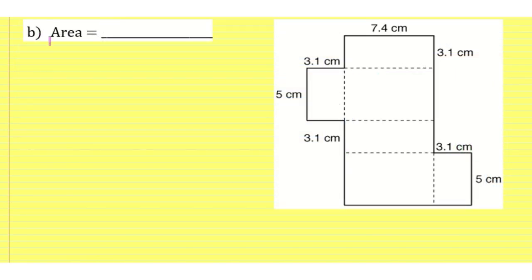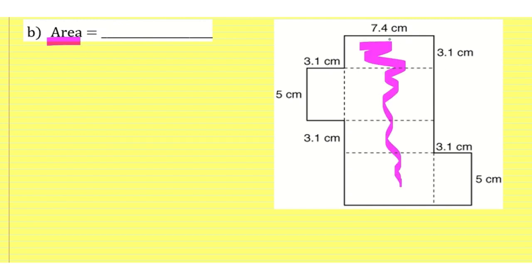Okay, part B wants us to find the area of our figure. Area is going to be two-dimensional. The perimeter, if you remember, was in just centimeters, because we were just measuring straight distances around the outside of our figure. Now, when we're measuring the area, we're talking about all this space inside here.